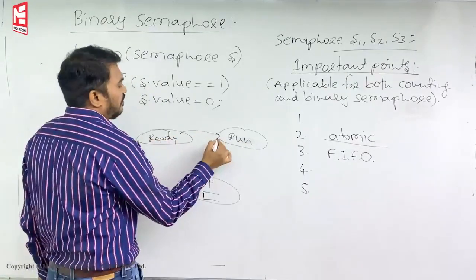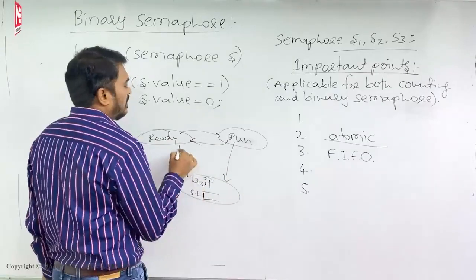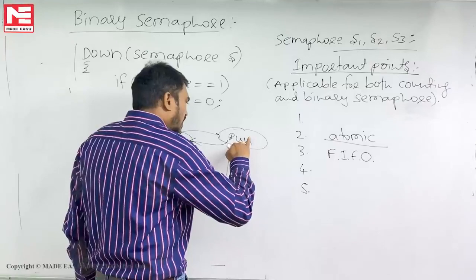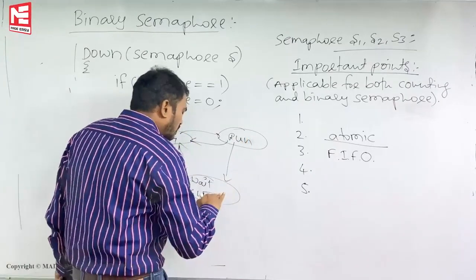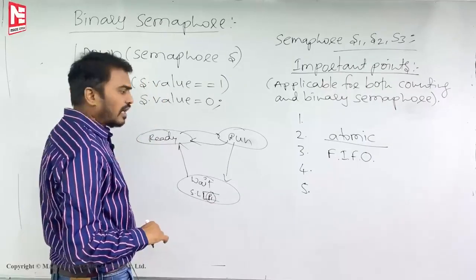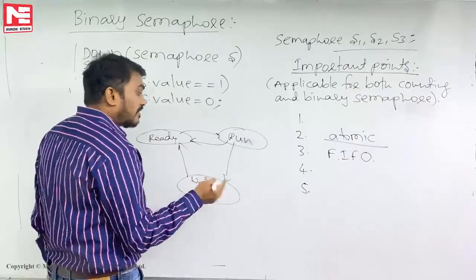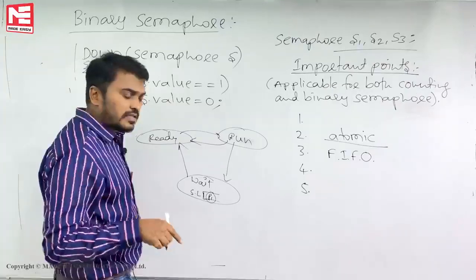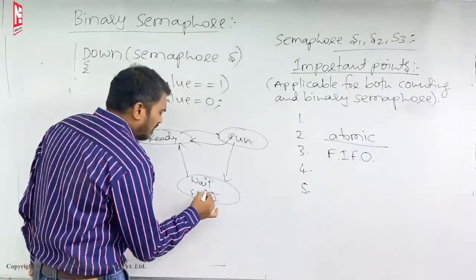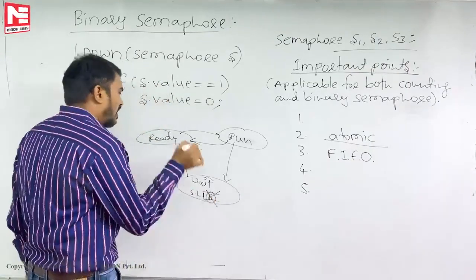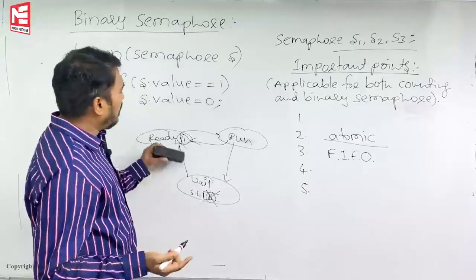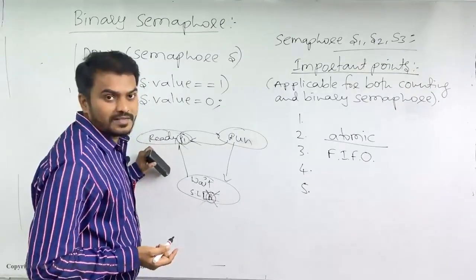Just listen here. When the process is executing the code, let's say it is performing down operation. If it is unsuccessful, then what happens? It will directly come to the wait state, and you place the process in the suspended list. And remember, next, when you perform up operation and the process is woken up, wake up means simply remove it from the wait state and bring it to the ready state. That is the meaning of waking up the process.